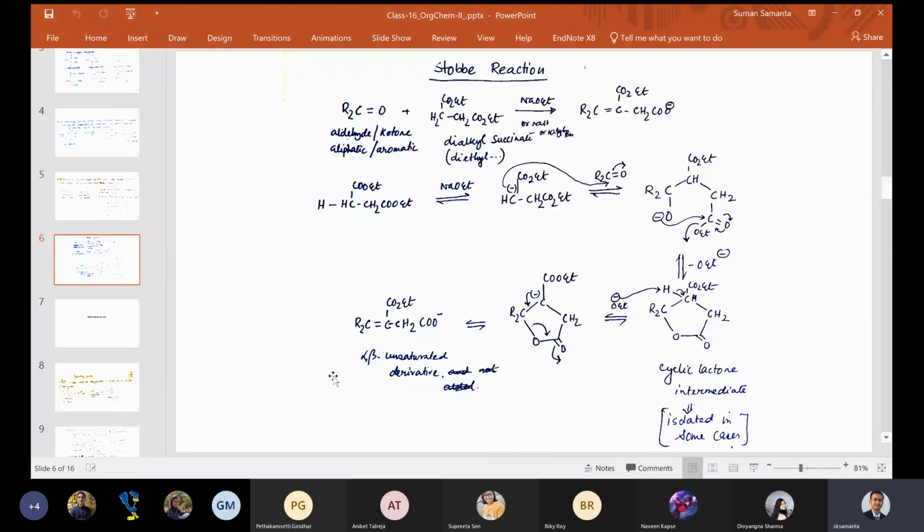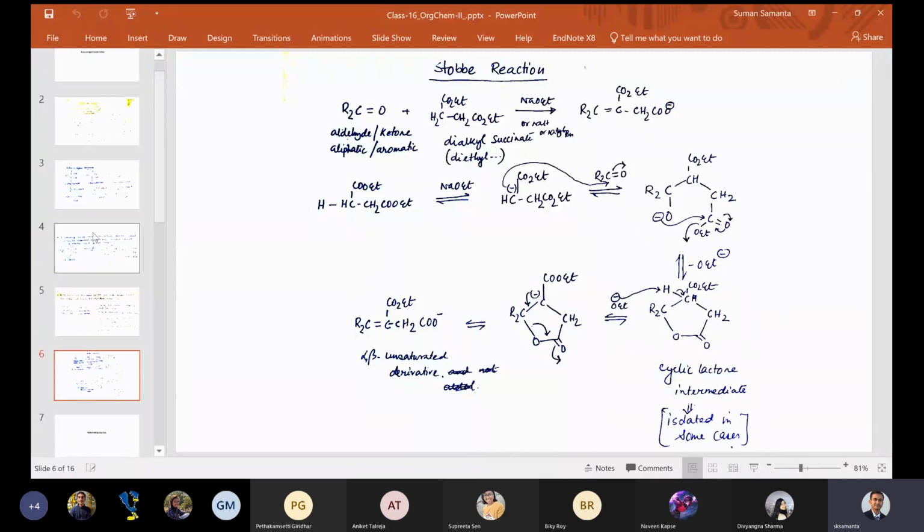Okay, that is the mechanism. Got it? It is clear. So here, in one case they are showing that this cyclic lactone formation has been isolated in some cases. In some of the cases where this ketone stabilizes this lactone, this step has also been isolated. So this is your overall mechanism of the reaction.